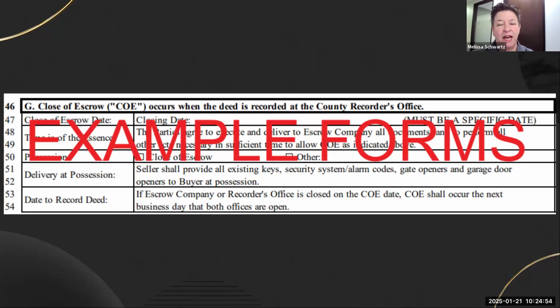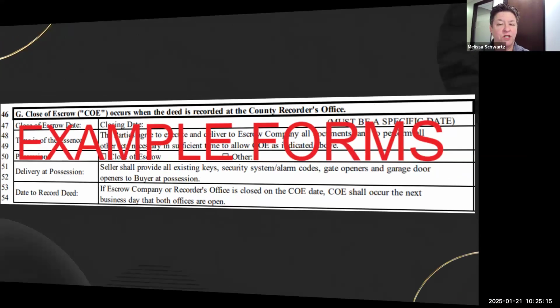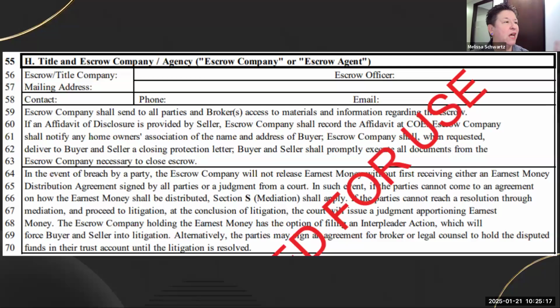Says time is of the essence. When is possession? Sorry, it's hard to read some of that. Delivery at possession, right? Existing keys, security system, alarm codes, gate openers, garage door openers, to buyer at possession, right? Date to record deed. If escrow company or recorder's office is closed, it has to bump to the next business day that those offices are open. Same, slightly different wording, different locations, right?